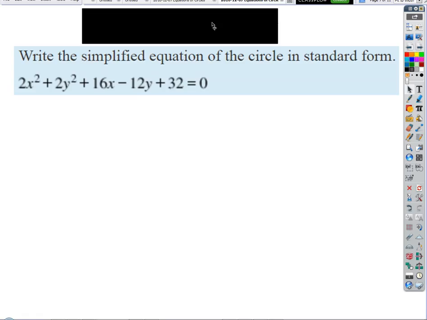easier? Is there a greatest common factor that I could divide out of everything? Or just 2. All those are even numbers, right? So I should be able to divide everything by 2 to make it simpler, okay? So then if I divide both sides of the equation by 2, what's the first term going to be? X squared. Second term. Y squared. Next term.